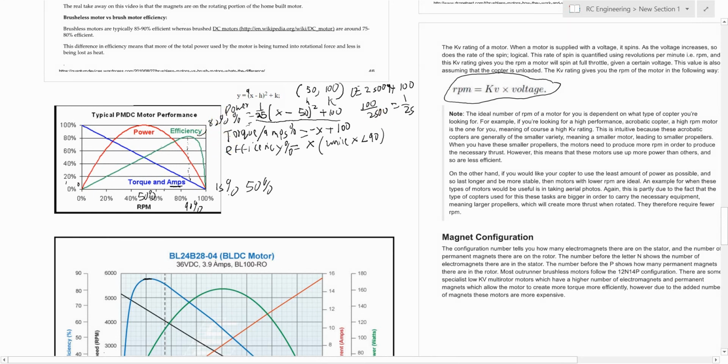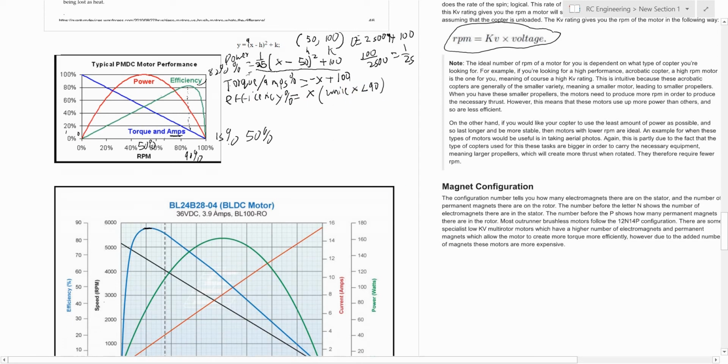And then over here you see some equations that I wrote for it. Power percentage is an upside down parabola: 1 over 25 times (x minus 50) squared plus 100, where x is the RPM. Torque, or amps, percentage is equal to negative x plus 100, estimated as a line. Efficiency percentage is x, while x is less than 90.